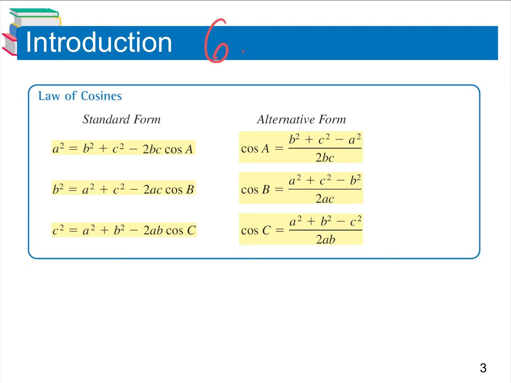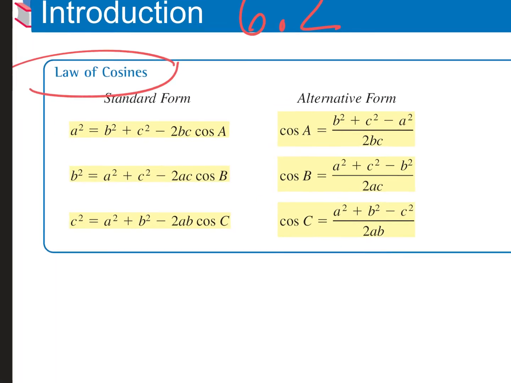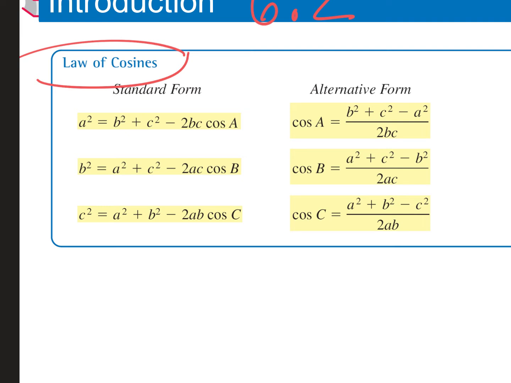All right, today we're going to take notes on 6.2. So this is all about the law of cosines. We use law of cosines when we don't have a corresponding pair. So if I don't have side A and angle A to use law of sines, I have to use law of cosines. Standard form is when I have two sides and one angle.